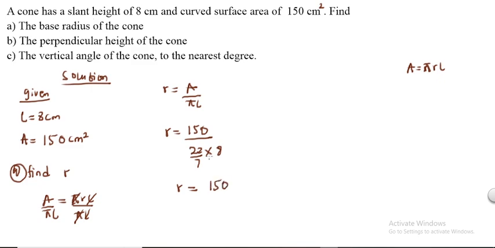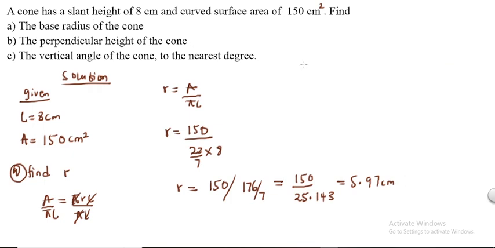Then if I do the denominator, 22 times 8 is 176, divided by 7. So this is equal to 25.143. So if I say 150 divided by 25.143, I get 5.97 centimeters to 2 decimal places.